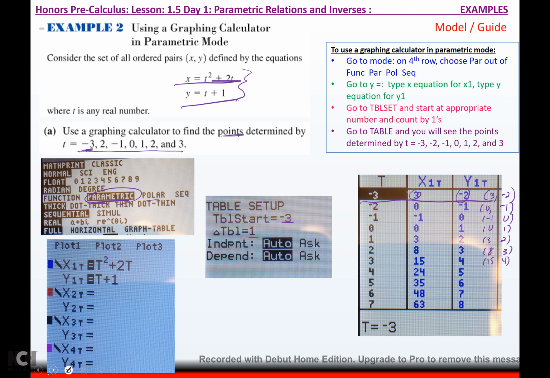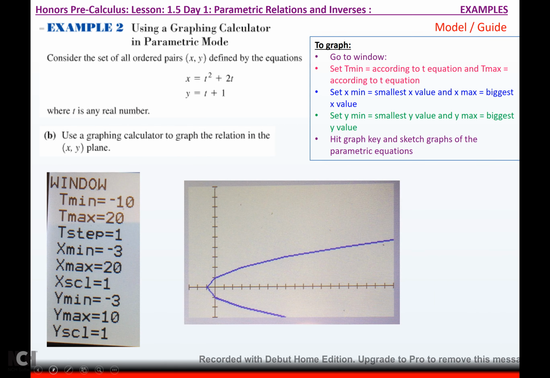Okay, so we've got our points. Now B says use a graphing calculator to graph the relation in the xy plane. You already have these typed in. We just need to set our window.